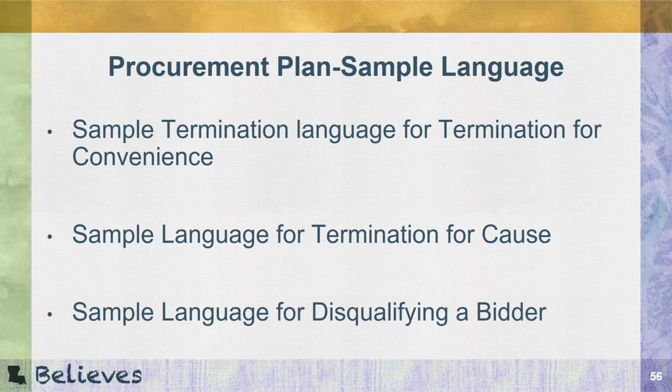There is some termination language for termination for cause and disqualifying a bid in your 22-23 procurement plan. There have been a few changes from the 21-22 to the 22-23. So I encourage you to use the latest and greatest because, as I find things that I think can help an SFA in making their procurement documents stronger, I try to add those to the procurement plan. So let's see if we have any questions.